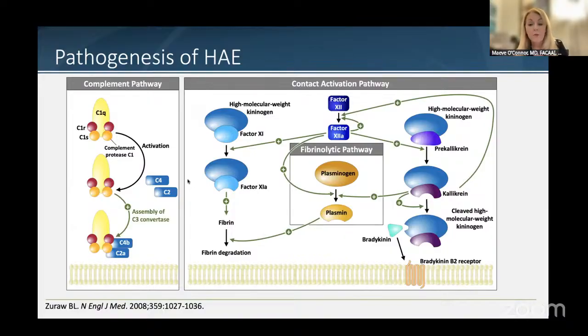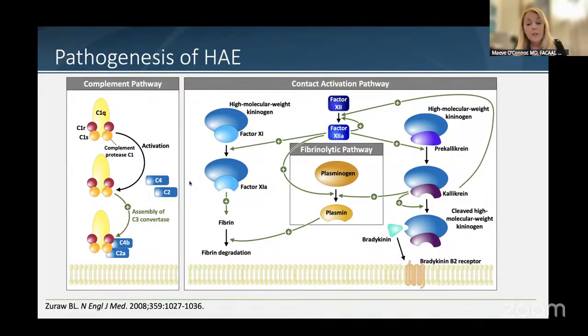And activated factor 12A and kallikrein activate one another, and then plasma kallikrein cleaves high molecular weight kininogen to release bradykinin. In the fibrinolytic pathway, plasminogen is activated to plasmin, which cleaves fibrin. And the proteolytic activities are indicated by the green arrows on the slide, and they point towards the steps that they then catalyze.